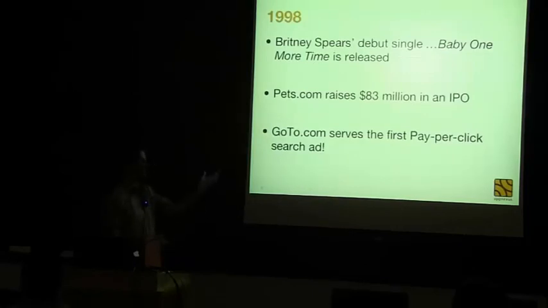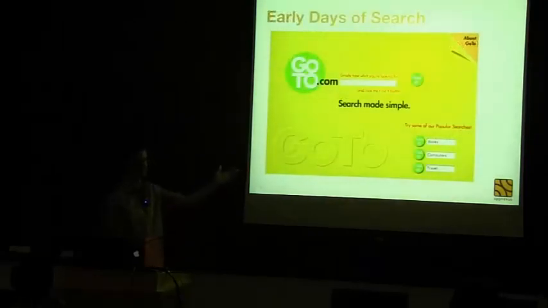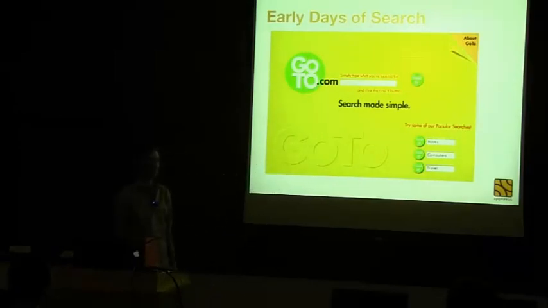It was also the year that Idealab, which is like the Y Combinator of its day, launched a company called GoTo.com. Here's the homepage of GoTo.com. Despite the ugly logo here, it actually looks pretty similar to Google. And their business model is actually very similar as well. They set out to disrupt the classifieds industry.